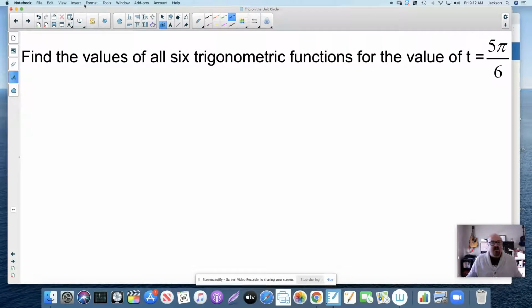All right, let's find all 6 trig function values for an angle t on the unit circle that's 5 pi over 6. Now, if you know me, I'm not just going to put a unit circle up here and go straight to wherever this angle is. I'm going to break this thing down a little bit. I try to make you guys problem solvers and not just robots.